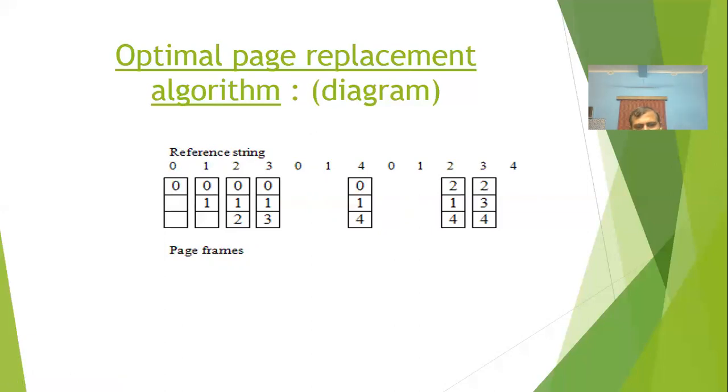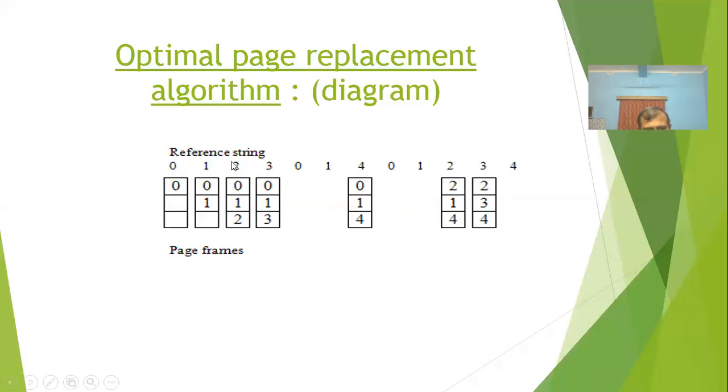Now see, if you look at the future requests from this point onwards, 2 will be required far apart. So we will be replacing 2 here. Sorry, actually, here we are faulting for page 0, then page 1, then page 2.